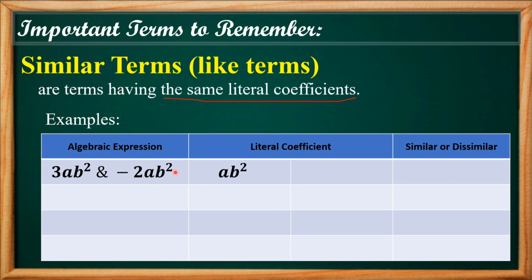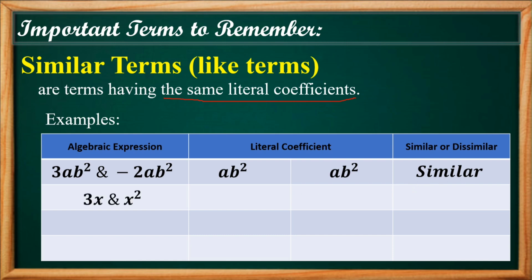And the second term, we have here the negative 2ab squared. The literal coefficient is the same, ab squared. Since pareho sila ng literal coefficient, yun ang condition, di ba? The same literal coefficient. Since they have the same literal coefficient, therefore, these two terms are similar terms. Okay? The 3ab squared and the negative 2ab squared are similar terms.